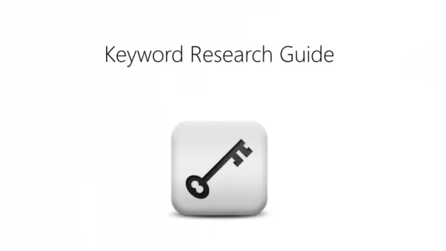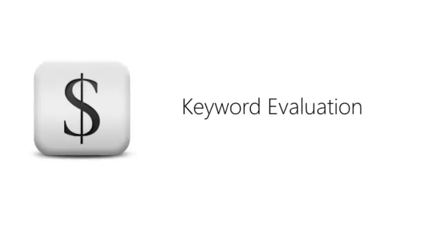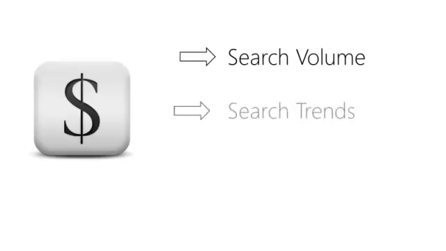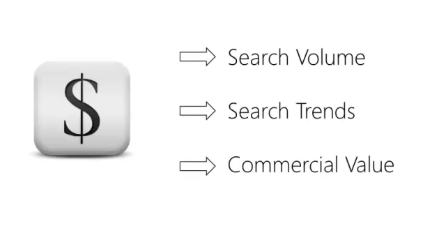The first module in this keyword research guide is about keyword evaluation. And keyword evaluation comes down to three factors. First, you need to know about the search volume for any given keyword. Then you need to know about the search trends. And finally, you need to know about the commercial value of a keyword. And in this first video, we're going to learn everything you need to know about search volume.